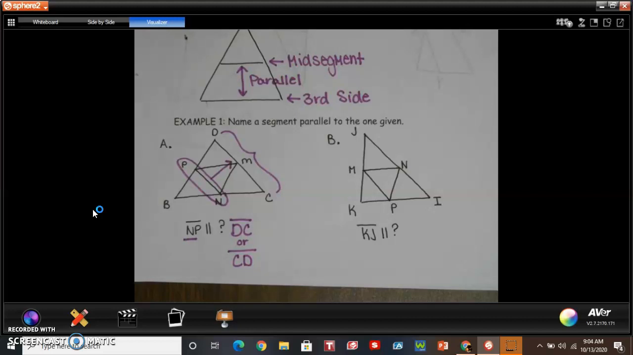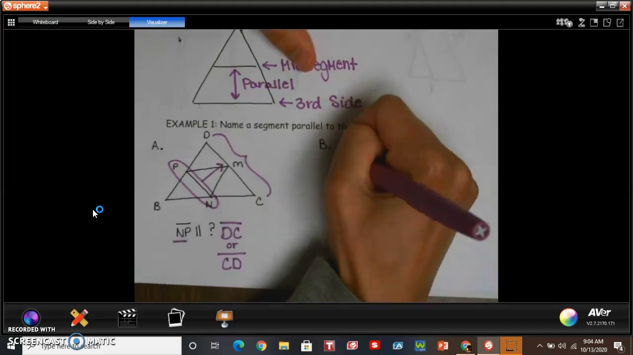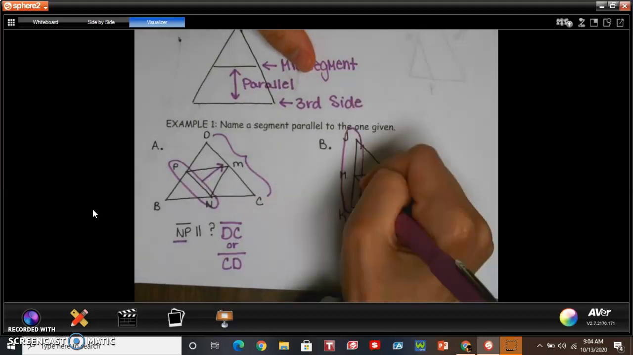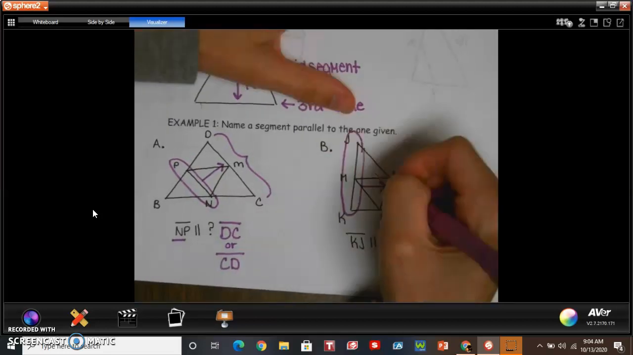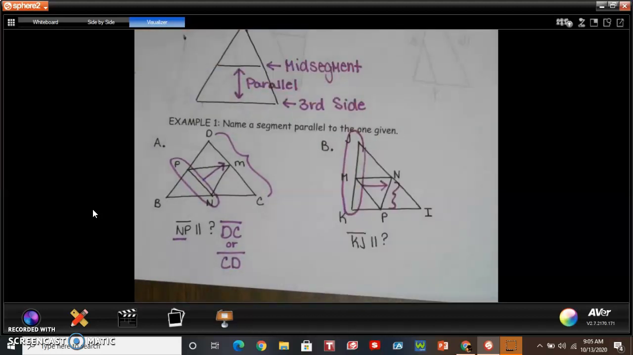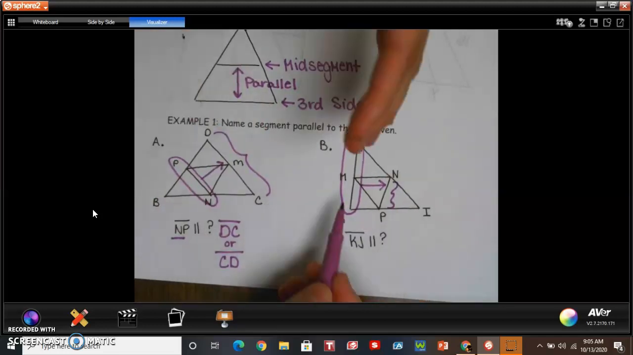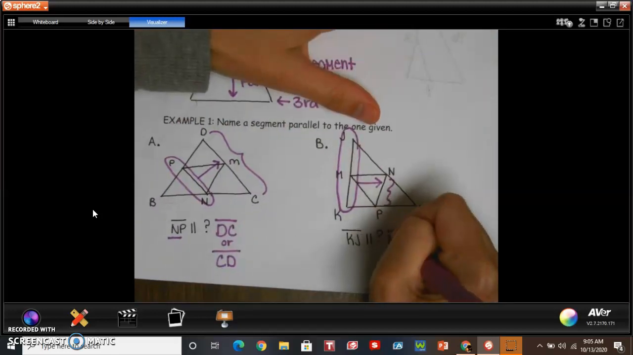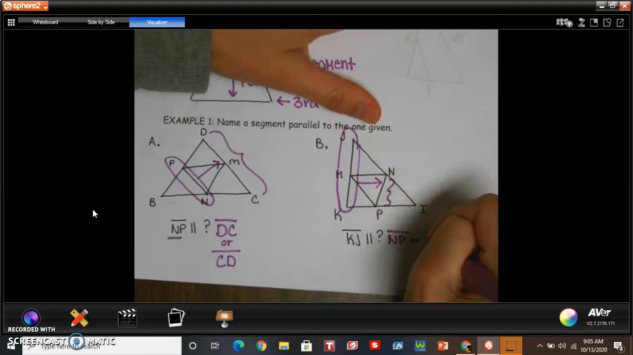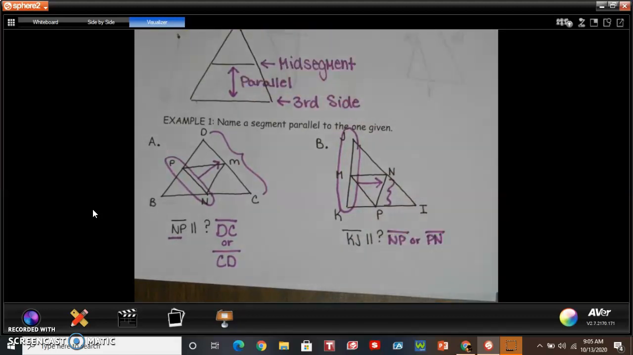They want to know what's parallel to KJ. So here's KJ. I'm going to draw my arrow and find my side that is across from it. So my segment that's going to be across from it is right there. Now you always are going to see that if you have the little one in the middle, it's going to be parallel to an outside. If you're an outside, you're going to be parallel to a little one in the middle. So this one is segment NP or PN. Remember, when you name a segment, as long as it's the endpoints, order doesn't matter.